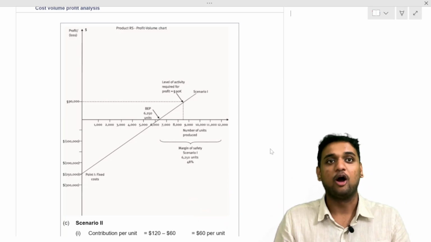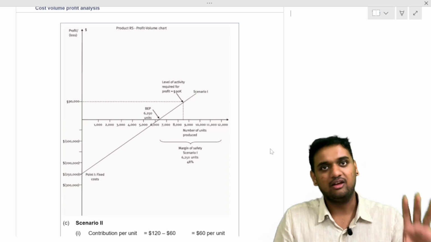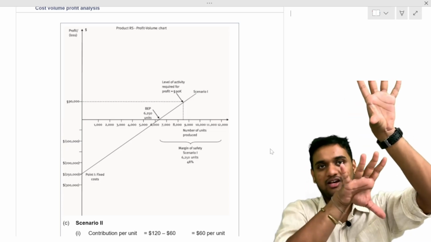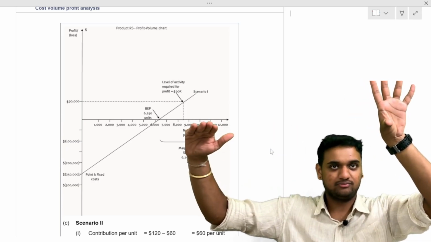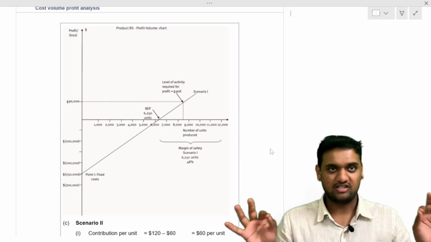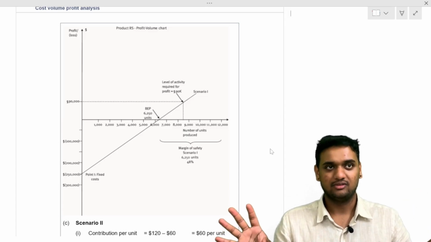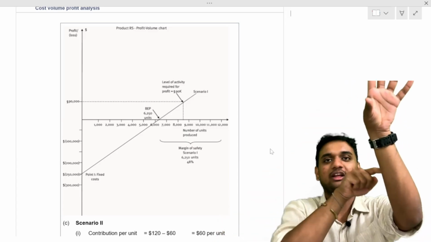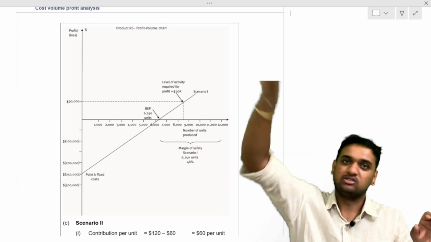PV graph. Next we saw the profit volume chart. Here we will have profit, here we will have loss, and here we will have the number of units. At 0, what will we get? A loss. Fixed cost will be a loss. If fixed cost is 20,000, come down to 20,000, that will be a loss. It starts from there and goes above.